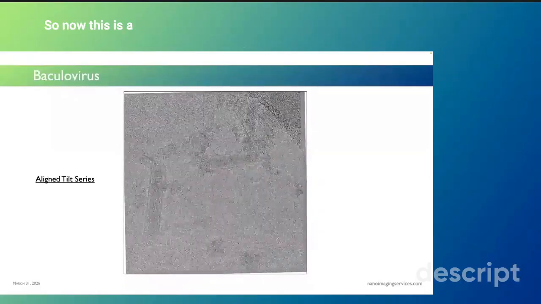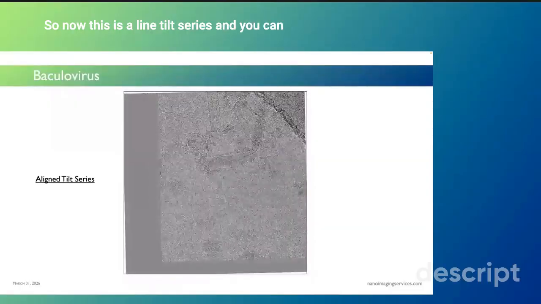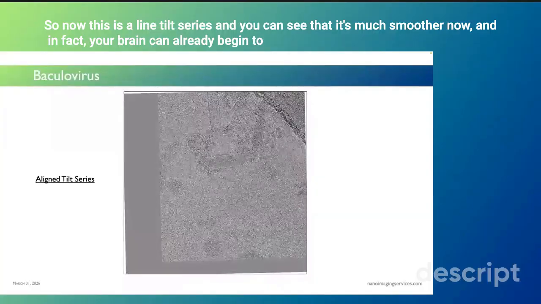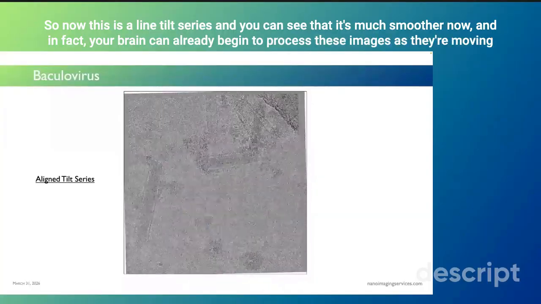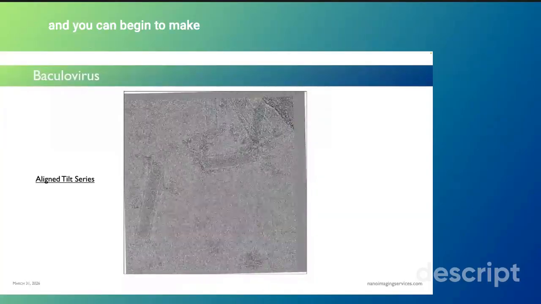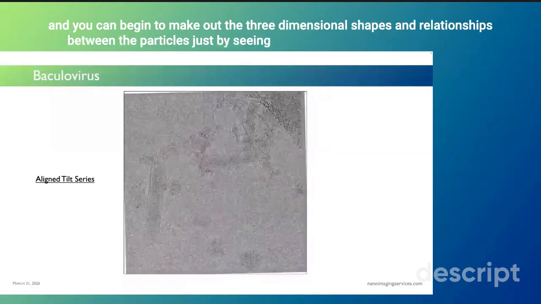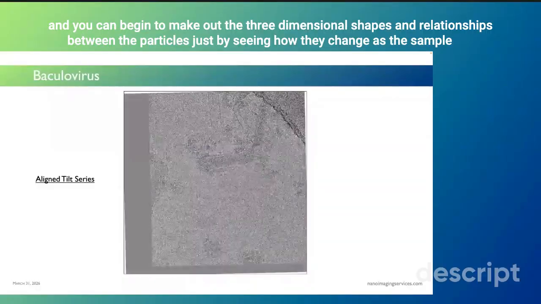So now this is a line tilt series, and you can see that it's much smoother now. And in fact, your brain can already begin to process these images as they're moving, and you can begin to make out the three-dimensional shapes and relationships between the particles just by seeing how they change as the sample tilts.